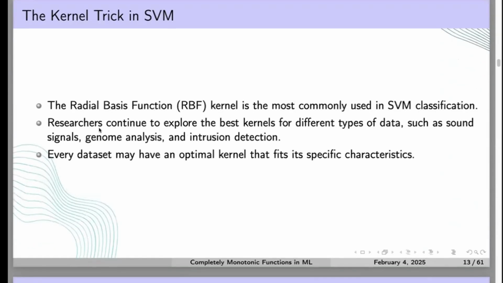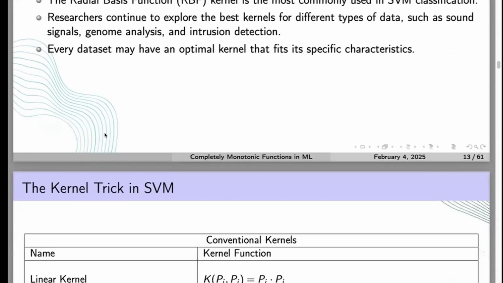The radial basis function is the most commonly used SVM classification kernel. Researchers continue to explore the best kernels for different types of data, such as sound signals, genome analysis, and intrusion detection. So we can say that every dataset has an optimal kernel that fits its characteristics.